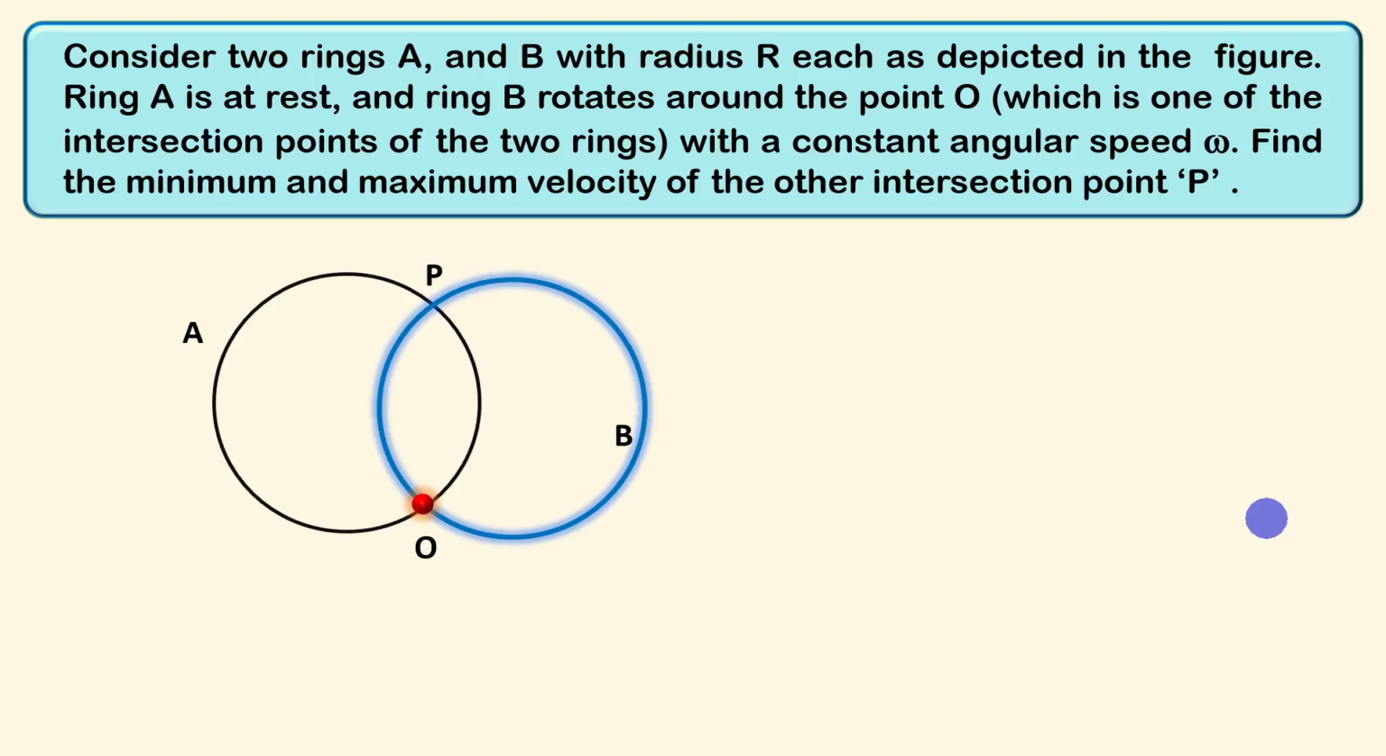So in this question, this ring A, the black ring, is fixed while this ring B is being rotated with angular velocity omega about this point O, right? So this one point is already at one of the intersection points of the rings. We have to determine the maximum and the minimum speed of this other point of intersection, point P, right?